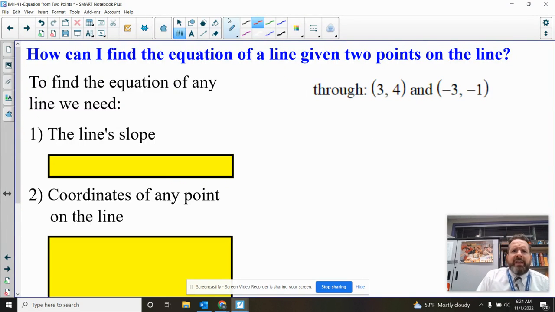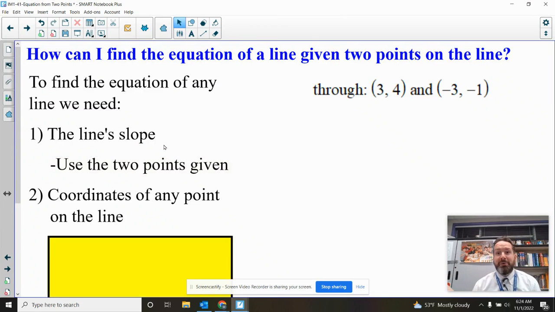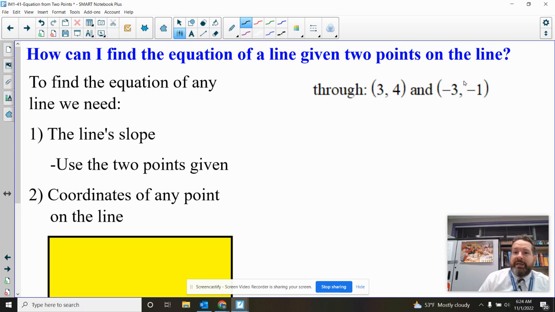Let's go first with the line's slope. Here's the good news. We've already been finding the slope between 2 points. This isn't a new thing. So we're going to take these ordered pairs, set them up in a table. So ordered pair 3, 4 across from each other, ordered pair -3, -1 across from each other. And then let's do our subtractions.